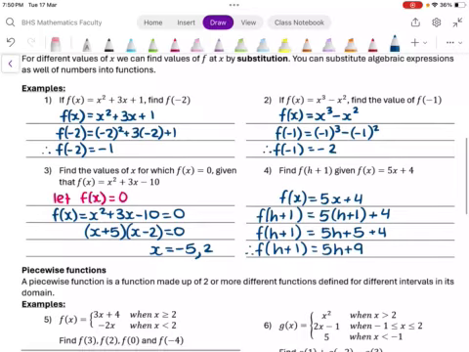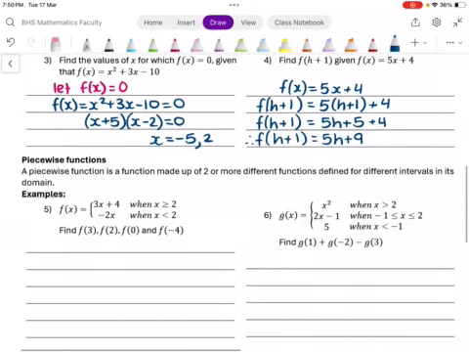Now, the next thing that we're going to look at is our piecewise functions. A piecewise function is what it sort of sounds like. It's pieces of a function. A function is made up of 2 or more different functions defined for different intervals in its domain. So it's multiple functions put together for a domain.